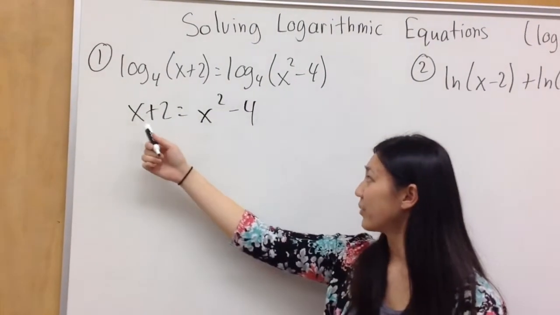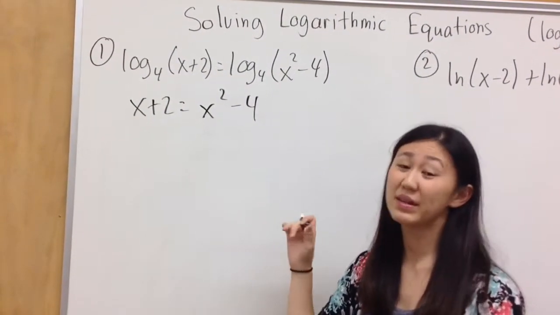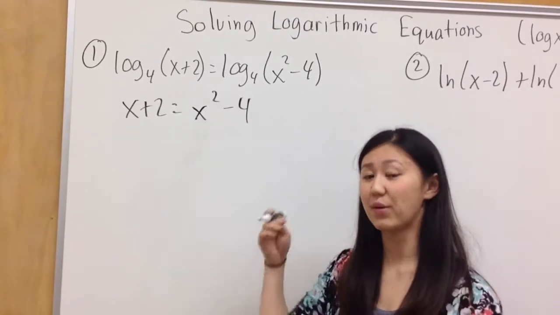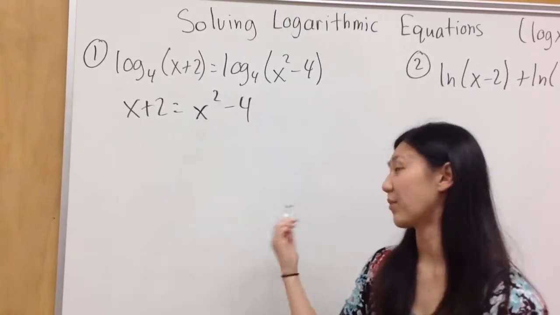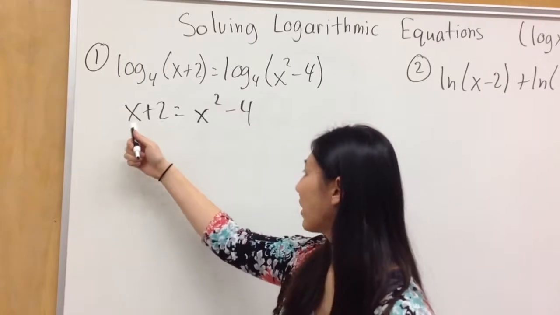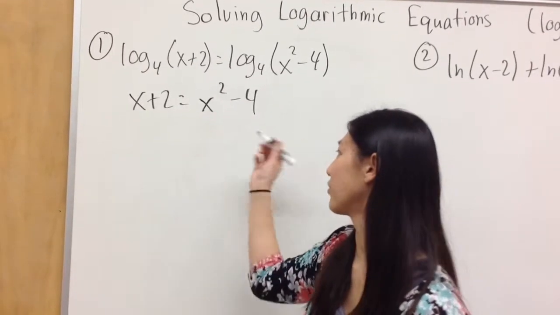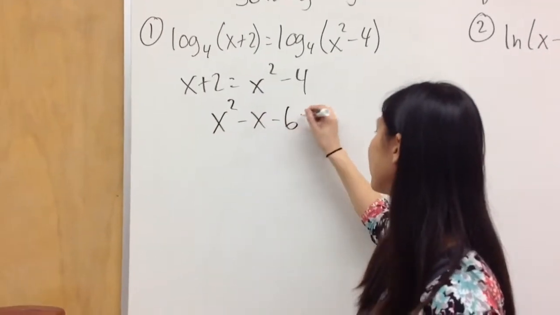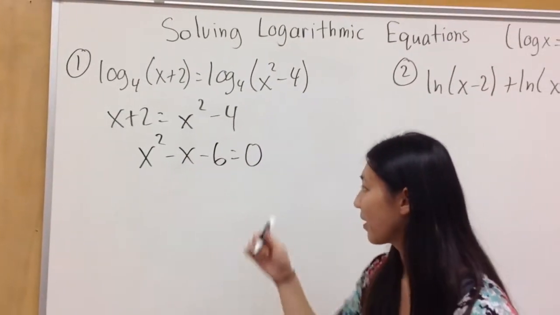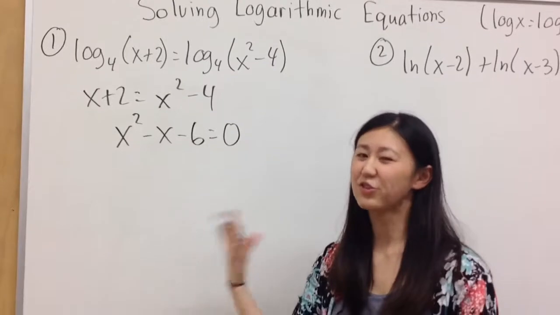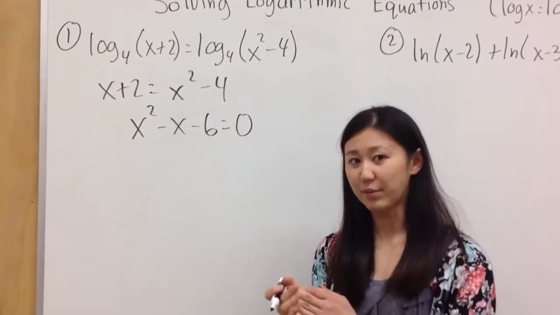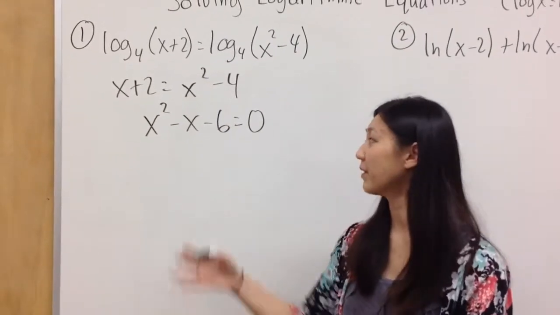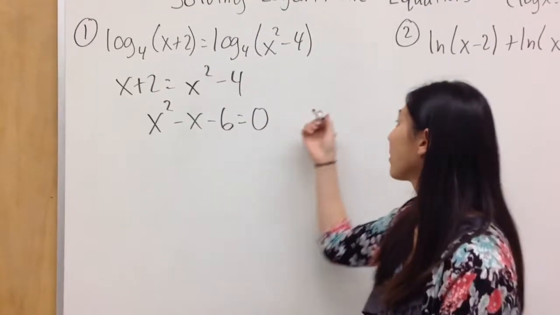Now we're going to get everything over to one side because we need to set it equal to 0, because this is a quadratic. And that's how you solve quadratics. So we're going to subtract x from both sides and subtract 2 from both sides. So it's x squared minus x minus 6 equals 0. Now to solve this, there's basically two methods. You can either use the quadratic formula or you can factor. We're going to factor this one because we can.